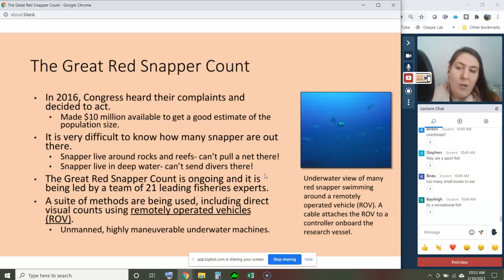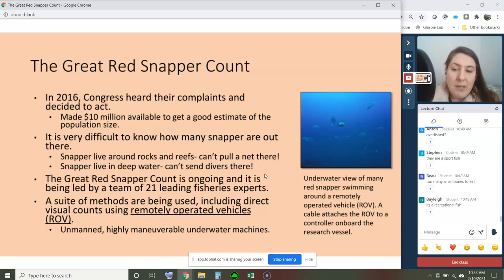And so in 2016, Congress heard their complaints and decided to act on them. And instead of just opening up the fishery, they decided to collect a lot more information. That way we can get a really good idea of what's going on with the snapper and have a lot of information to inform management decisions in the future, and also a lot of information that the fishermen can understand and digest and help to come to terms with some of the decisions that were being made. So Congress made $10 million available to get a good estimate of the population size.